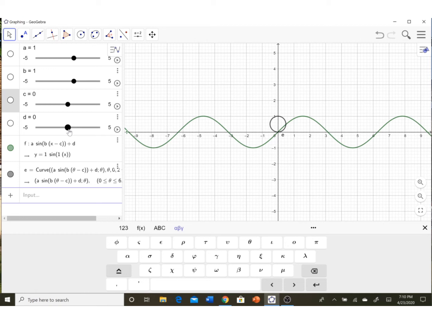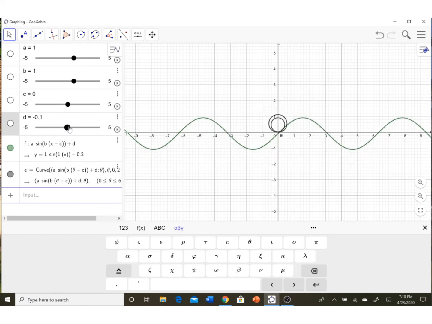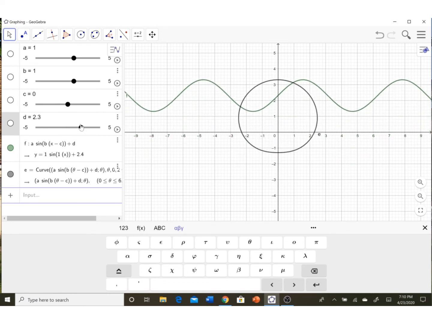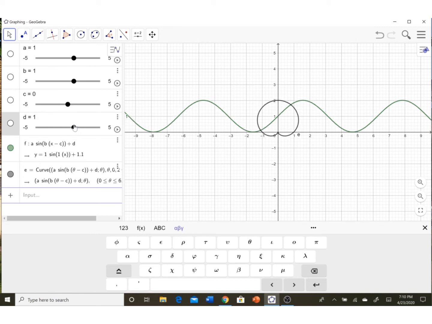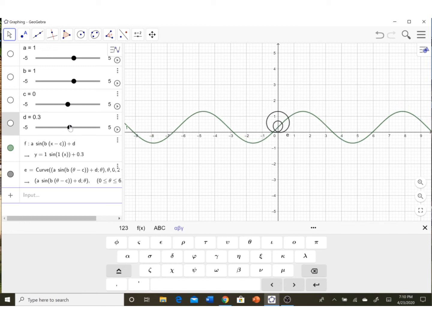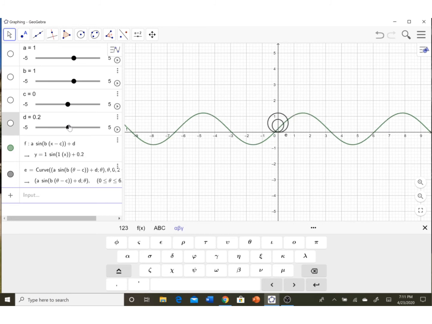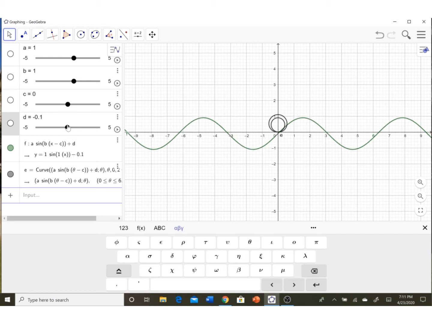What about d? That just moves the Cartesian graph up and down, but look what it does to the polar graph. Let's see, when I touch the axis, I get that little cusp. And when I go below the axis, there's a little curl. Wonder why that is. Well, that's something you can play around with. And, okay, one more time. If I have trouble with this, all you have to do is type in d equals 0.